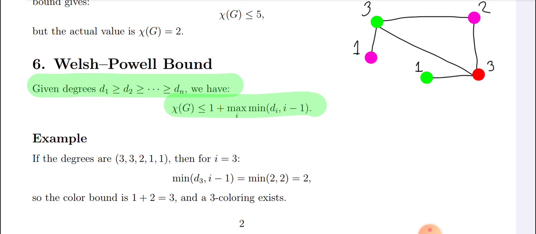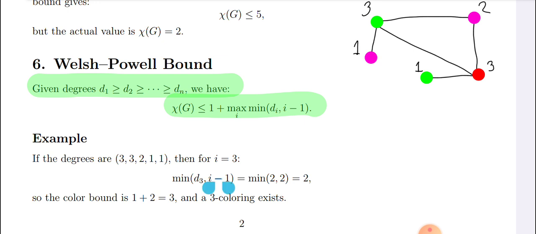I see. So for each vertex, you're looking at two potential bottlenecks. One is the actual number of its neighbors, d_i. The other is the size of the color pool, i−1, that's already in play. And you take the minimum of those two because that's the real constraint on the color you're about to pick. It's a much more nuanced view.